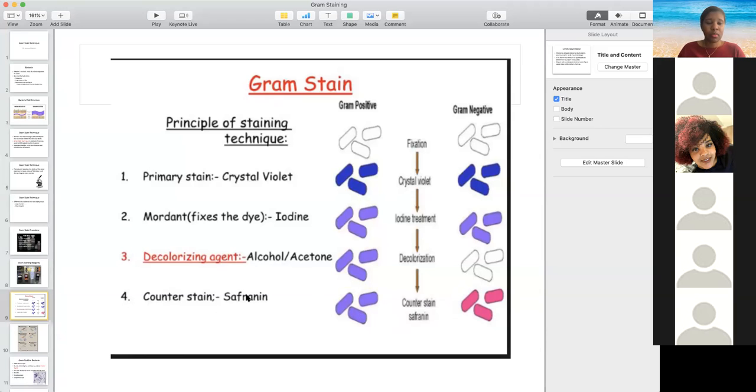And this is how we would make our final determination of the cells that are present in that culture. The cells are going to either end up purple, which means that they're gram-positive, or they're going to appear sort of a pinkish red when you look under the microscope, and that's going to indicate that they're gram-negative.